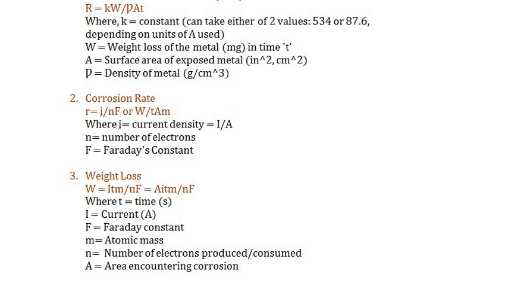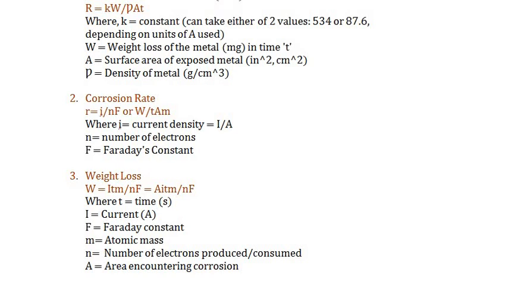So when you make your W the subject of the formula, you get W to be ITM divided by NF. And if you replace your capital letter I with small letter i multiplied by A, you have A multiplied by small letter i TM divided by NF.